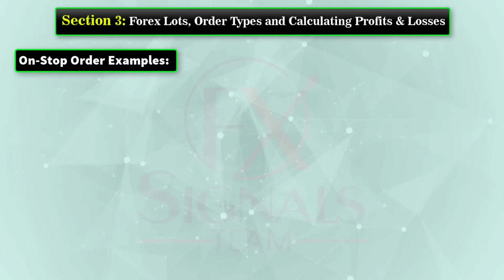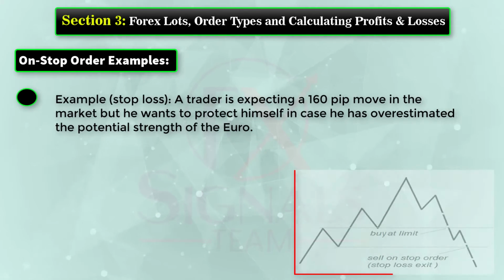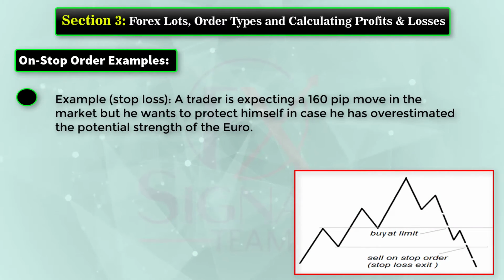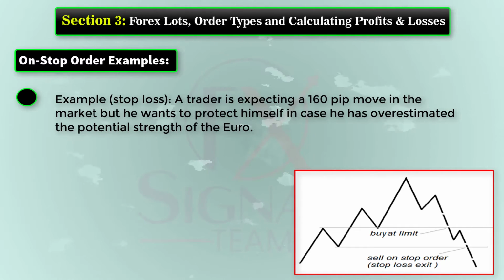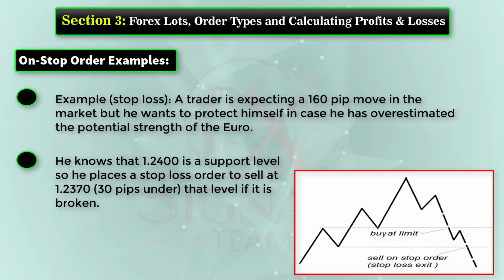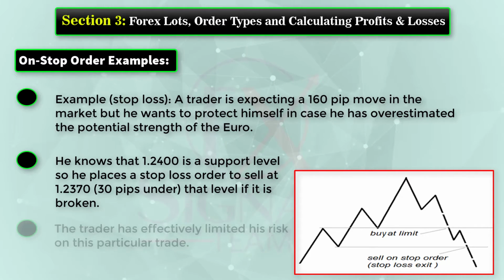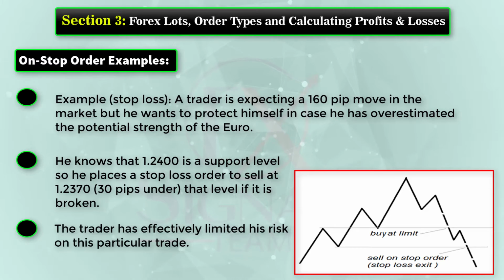On-stop order examples. Example, stop loss. A trader is expecting a 160 pip move in the market, but he wants to protect himself in case he has overestimated the potential strength of the euro. He knows that 1.2400 is a support level, so he places a stop loss order to sell at 1.2370, 30 pips under that level. If it is broken, the trader has effectively limited his risk on this particular trade.